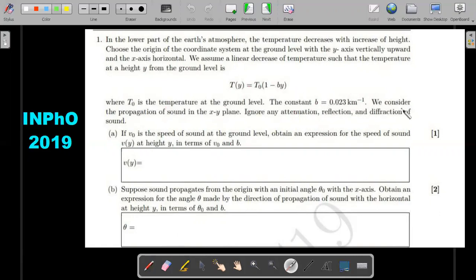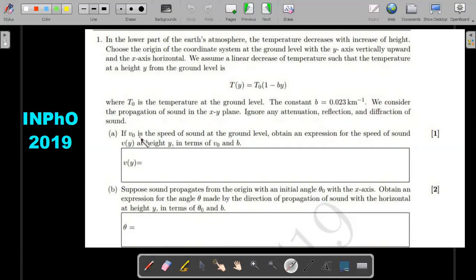Okay, we consider the propagation of sound in the xy plane. So only in the xy plane he's talking about, right? Because sound actually travels in 3D. So for the sake of solving this problem, he is only considering those particular sound rays. Ignore any attenuation, that is loss of energy, reflection, and diffraction of sound. So here you're mostly considering sound as rays rather than waves. So all the wave effects, like diffraction, are being neglected.